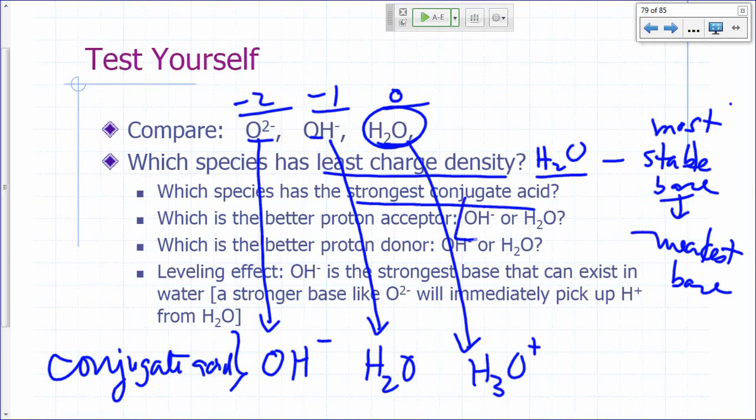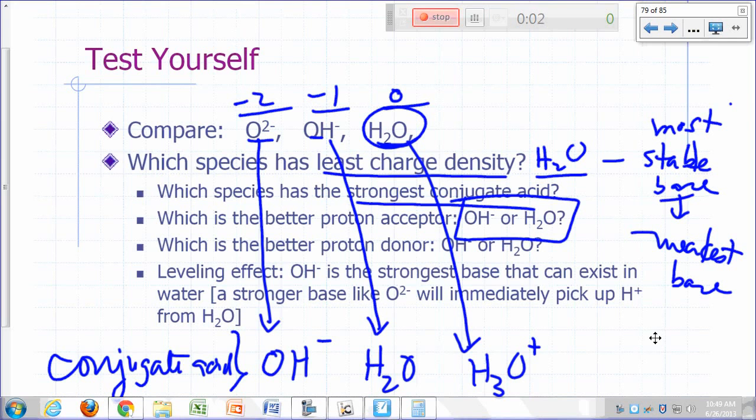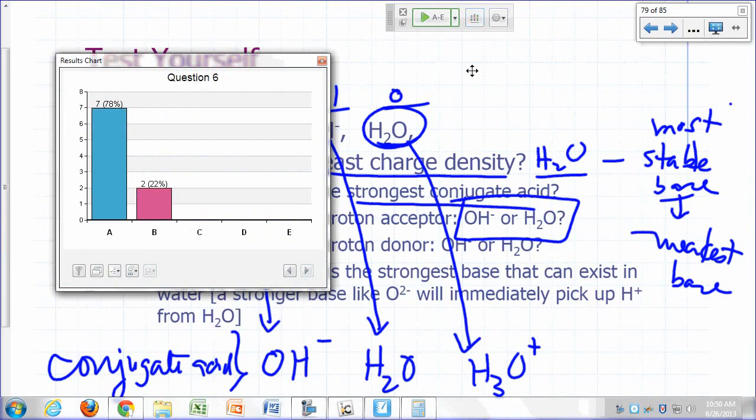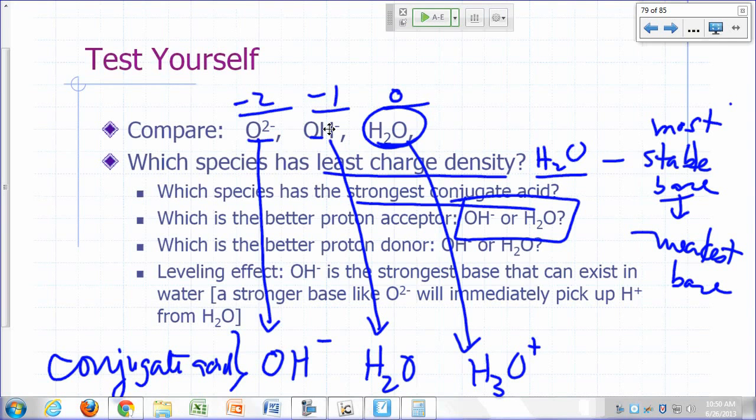So which one is a better proton acceptor? Hydroxide or H2O? A or B? Which one is a better proton acceptor? What's proton accepting called? Being acidic or being basic? Okay, so the correct answer. This is essentially asking which one's a better base, right? Which one's a stronger base? And a stronger base would be hydroxide. The least stable base is the one that's more likely to accept a proton.